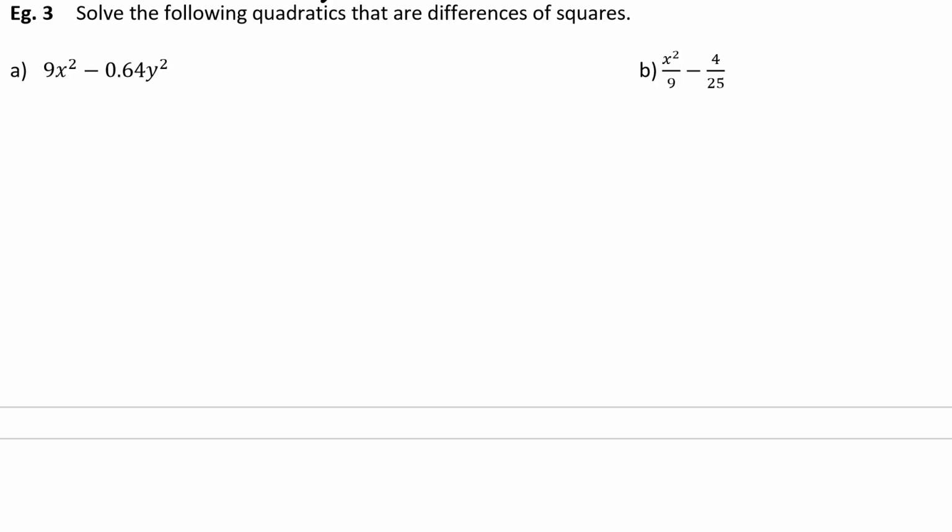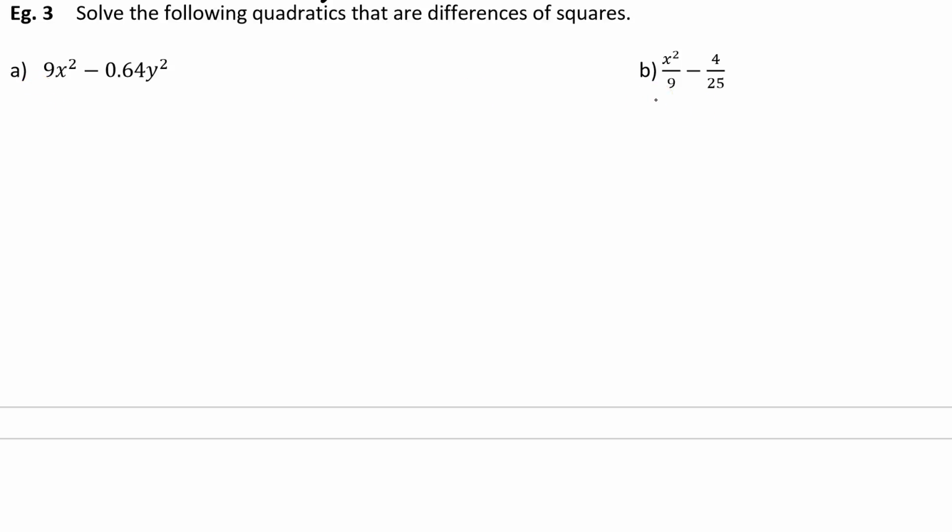Item number 2, we have difference of squares. And somehow, for me, difference of squares is way easier to visualize than factoring quadratics that are trinomials. For me, this is a little bit more simple. So let's solve these two difference of squares.